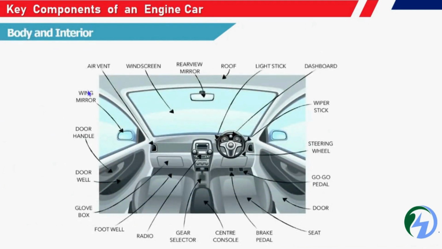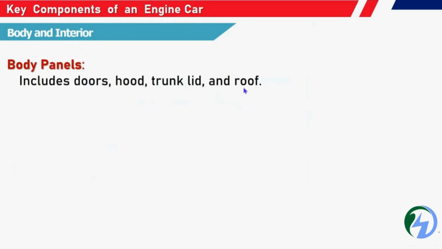And body and interior. Body interior is nothing but the inside of the car. It has the rear view mirror, roof, light stick, dashboard, wiper stick, steering wheel, some of the pedals, doors, seat, brake pedal, center console, gear selector, radio, footwell, glove box, door handle, wing mirror, air vent, and windscreen. So this is all a part of the interior. There are many other components. The body interior also talks about the body panels, which include door, hood, trunk lid, and roof.